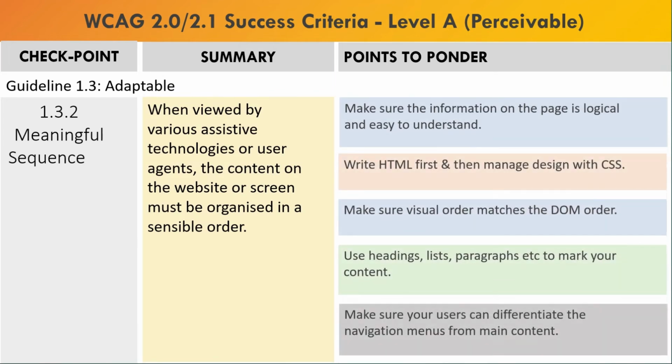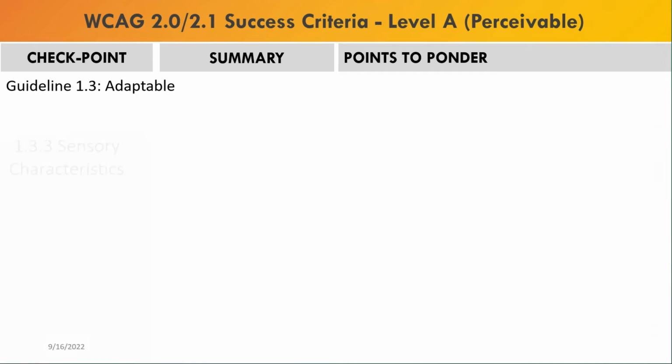(1.3.2) Meaningful sequence. When viewed by various assistive technologies or user agents, the content on the website or screen must be organized in a sensible order. Make sure the information on the page is logical and easy to understand. Write HTML first and then manage design with CSS. Make sure visual order matches the DOM order. Use headings, lists, paragraphs, etc. to mark your content. Make sure your users can differentiate the navigation menus from main content.